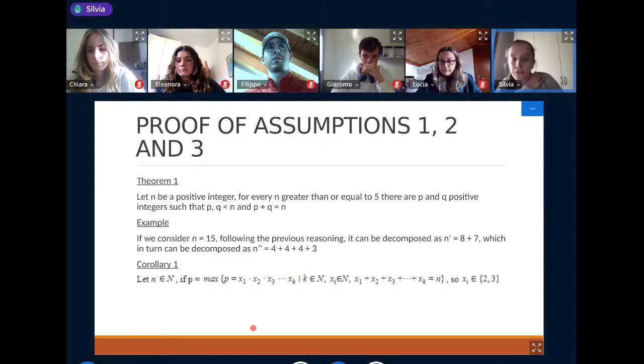So, for example, we consider 15, and following the previous reasoning, it can be decomposed as 8 plus 7, which in turn can be decomposed as 4 plus 4 plus 4 plus 3.